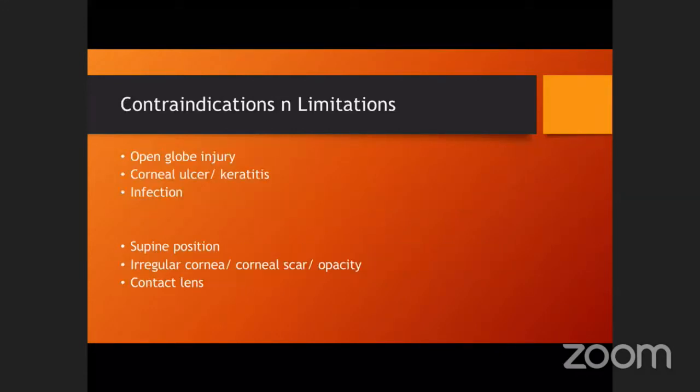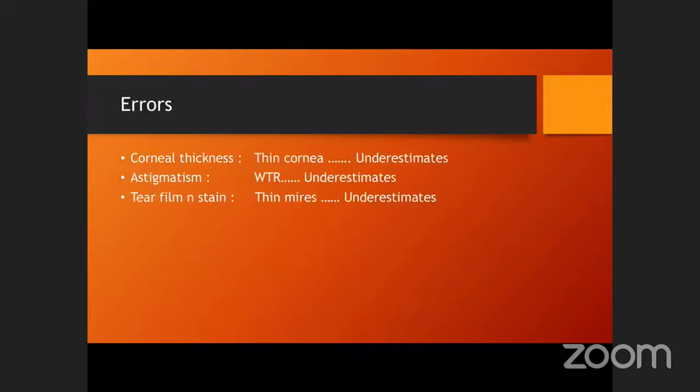So as with any procedure, though it is the gold standard, it has some contraindications and limitations. One should not do it on open globe injury or any kind of injury, or corneal ulcer and infection cases. Again, this cannot be taken in a supine position, in patients where you have irregular cornea, corneal scar or opacity, and also over contact lenses. Now we must also know about the errors, and the most important of them is corneal thickness. When you have a thin cornea, this underestimates, and when it has a thick cornea, it overestimates the IOP.